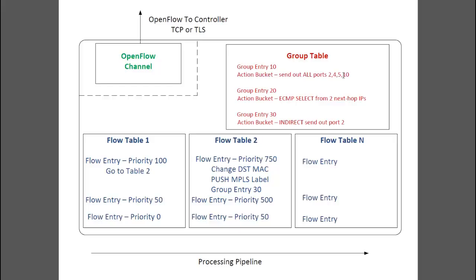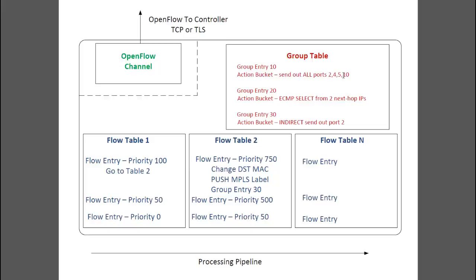Action buckets can do other tasks, such as have multiple actions, and have the switch pick from one amongst them. For example, with ECMP, or load balancing traffic, the switch can pick one from a set of next-hop IPs or output ports. Another advantage of group tables is the ability to map multiple flow entries to the same group entry. So you could have 100 flow entries that all point to, say, group entry 30, which says send packets out port 2. If you change this group entry to send packets out, say, port 5 instead, you're effectively changing the behavior of the 100 flow entries pointing to this group entry in one swoop.